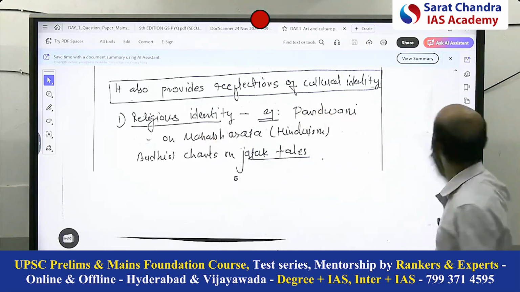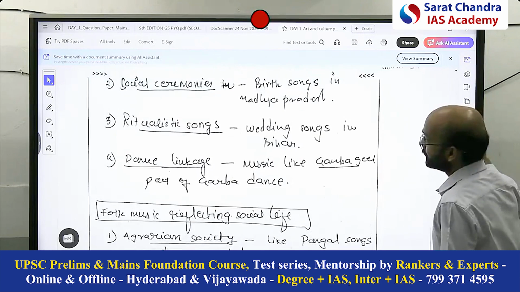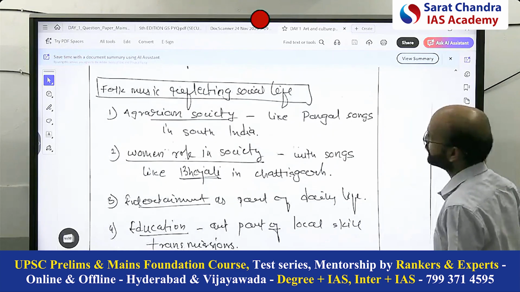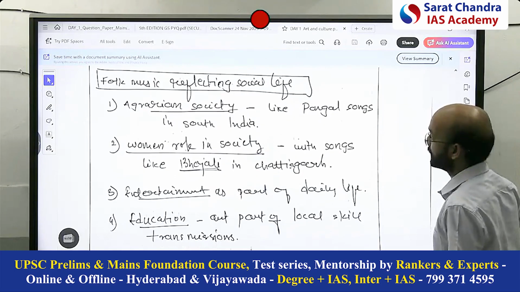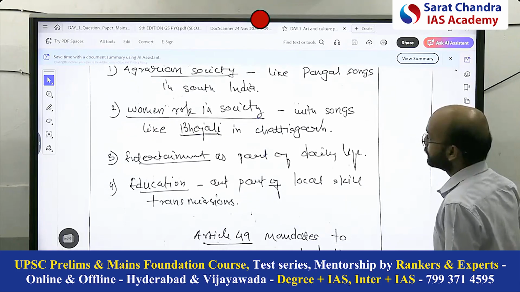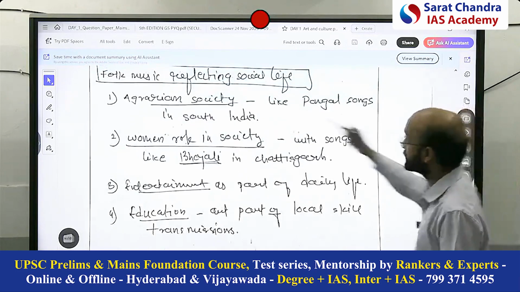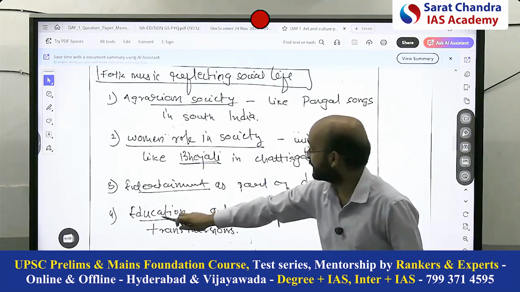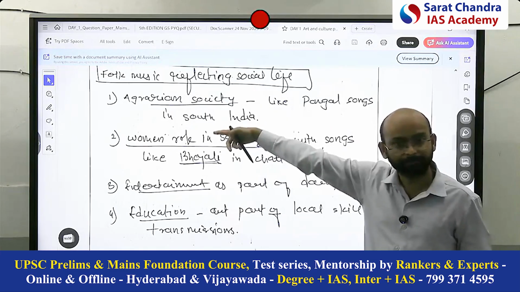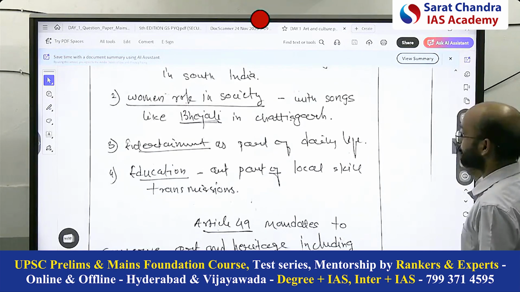Religious identity clearly proved. Next, see, social ceremonies, ritualistic song, dance, linkage. Simple points only, Garba and those things. Folk music reflecting social life. See, agrarian society, like Pongal songs, women's role in society, entertainment, education. You see the social life, social dimension, education, women are coming from the framework only. Getting? Small line, two line and more points.